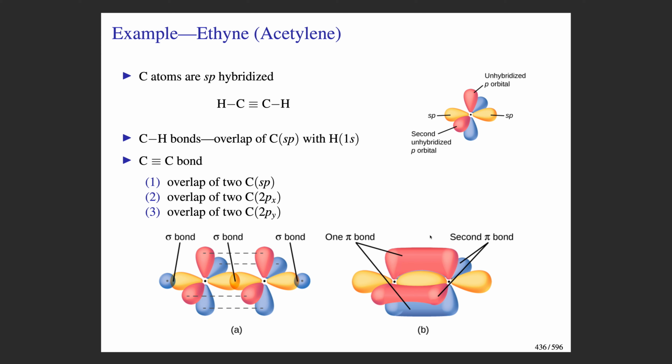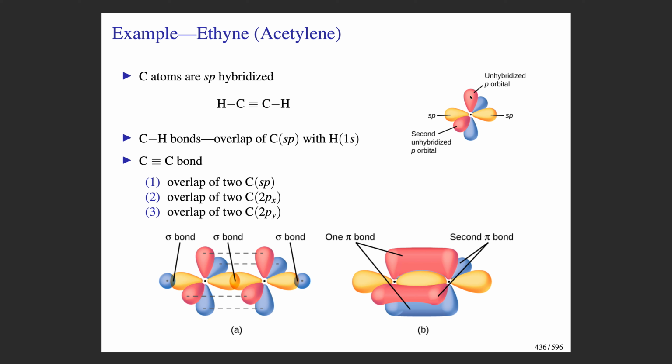Here's another example, a different molecule, ethyne or acetylene. Acetylene has a triple bond between the two carbon atoms. Okay, and the triple bond is going to involve sp hybridization. So you're going to be combining, on each carbon, its 2s orbital and one of the 2p orbitals. And that's going to give you, for each carbon, two equivalent sp orbitals. One that points in this direction, the other that points in the other direction.